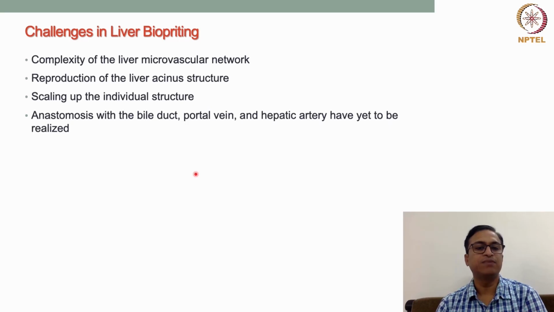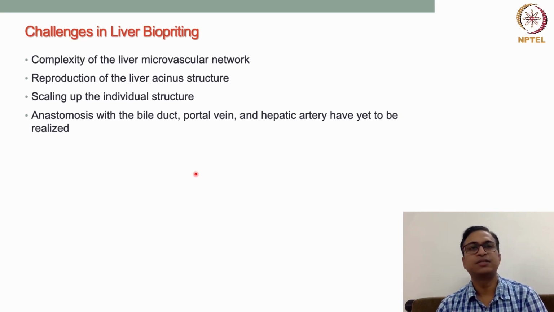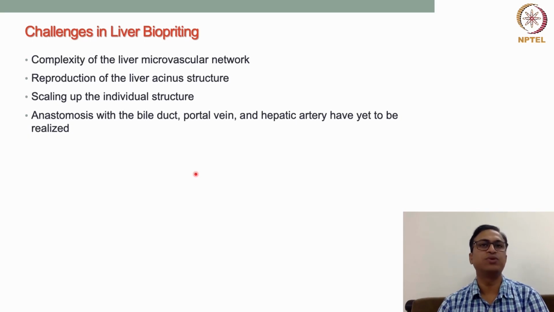The other thing is the scaling up of the individual structures. We have discussed in this class the different individual structures like the hepatic biliary tree, or liver acinus structures, or even the liver lobule-like structures. So the scaling of all these things is another major challenge. How can we scale these individual units, combine them, and scale them up to come up with a fully functional liver tissue?